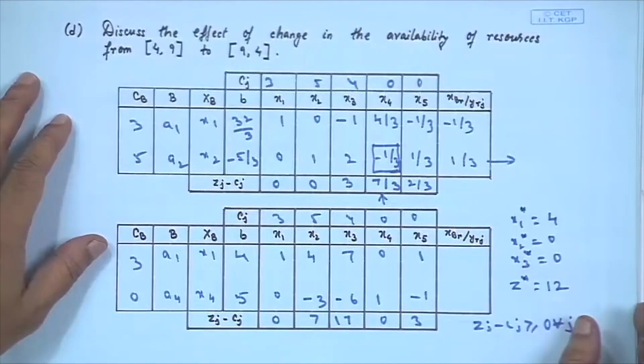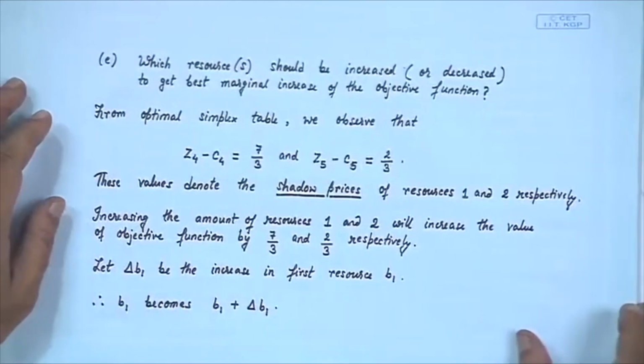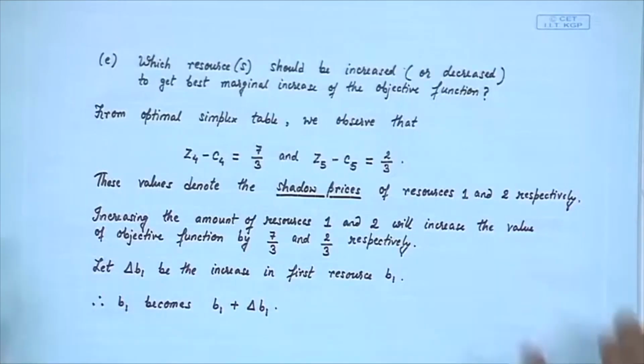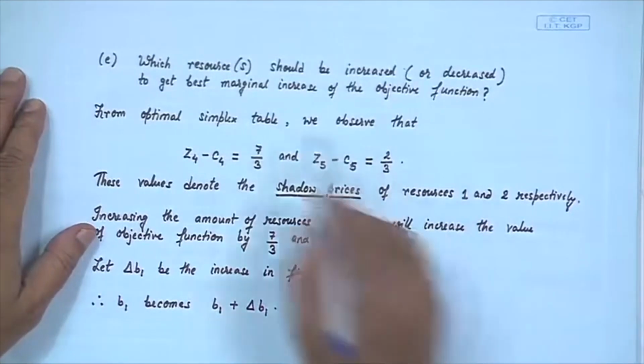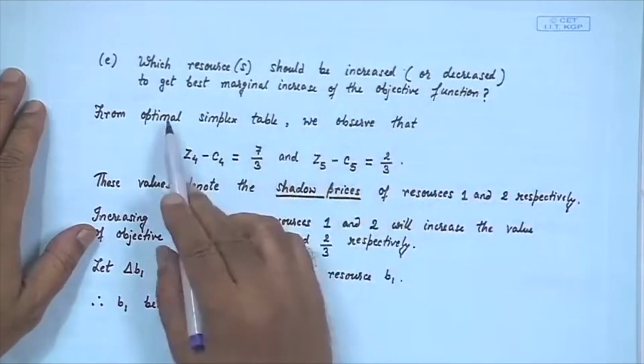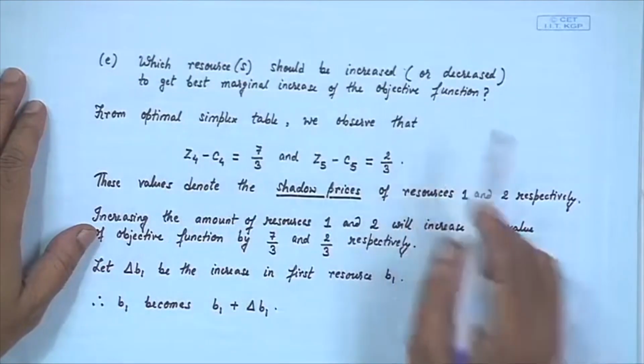So, in the next class we will see the last problem, that is this one we will discuss, which resource we should use, which resources should be increased or decreased to get the best marginal increase of the objective function. In the next lecture we will just do this, and after that we will go to the dual simplex procedure.